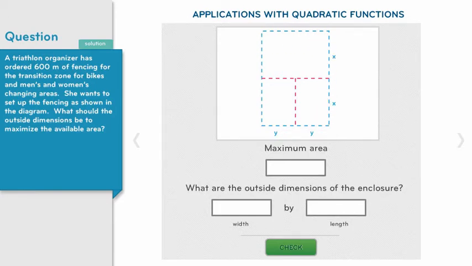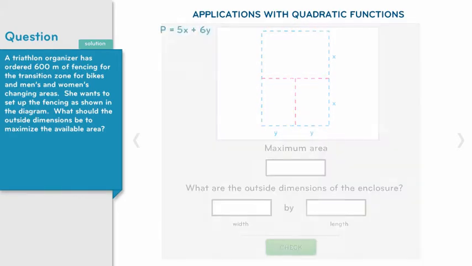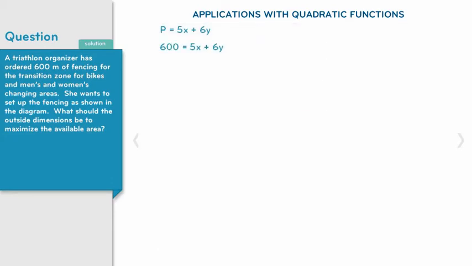To solve this question, we first need to come up with a function for the perimeter. In this case, notice that we have 5x lengths and 6y lengths, so therefore our perimeter is equal to 5x plus 6y. We know that the perimeter is equal to 600, so that can be substituted in for p. And now we need to isolate for one of our variables.